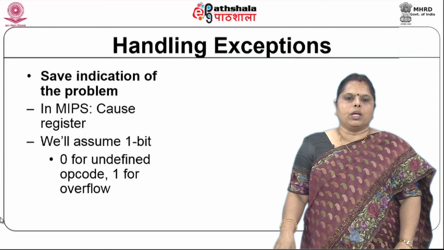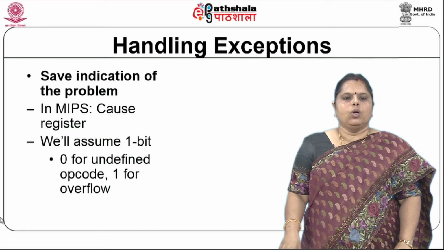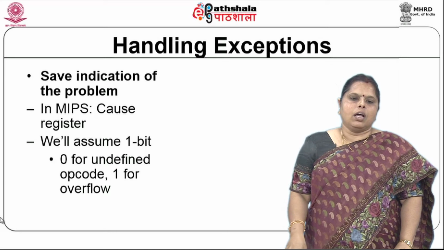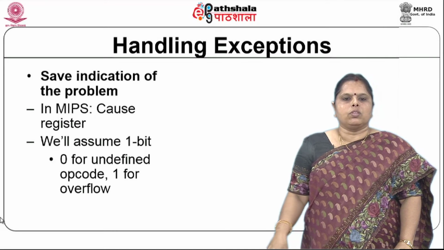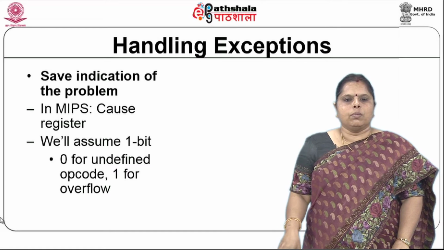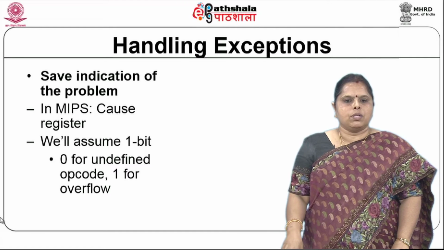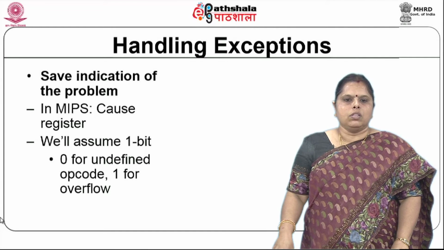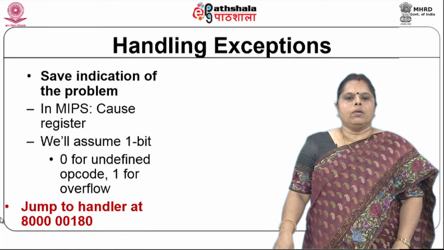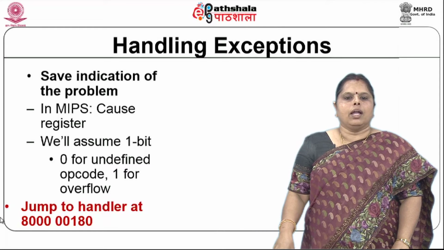So, let us assume that we are just using 1 bit of the cause register to distinguish between two different types of exceptions. As we increase the number of exceptions, obviously we are going to use more bits of the cause register. So, the MIPS architecture basically uses two important registers. One is the exception program counter and the other one is the cause register. Whenever an exception has been recognized by the processor, it will jump to the handler given at some particular address.